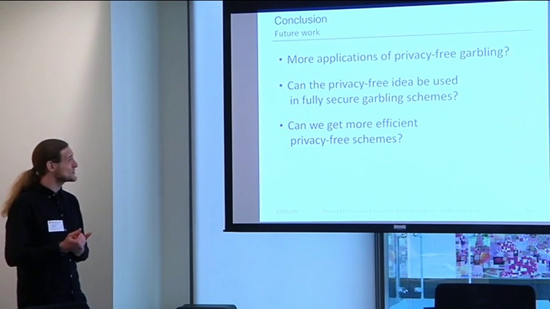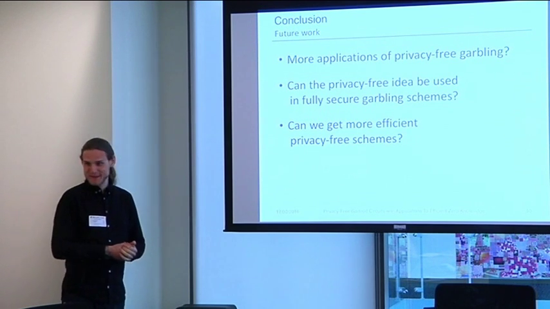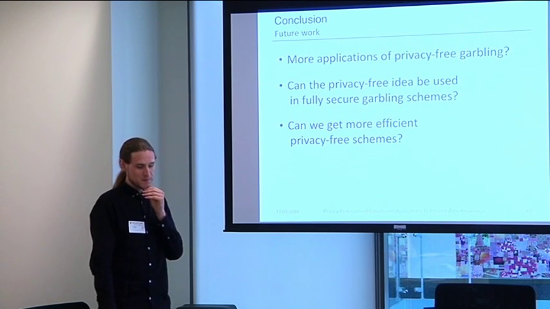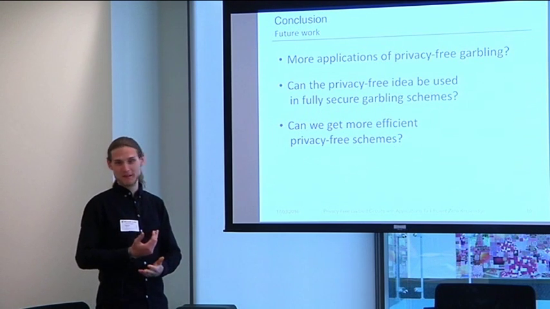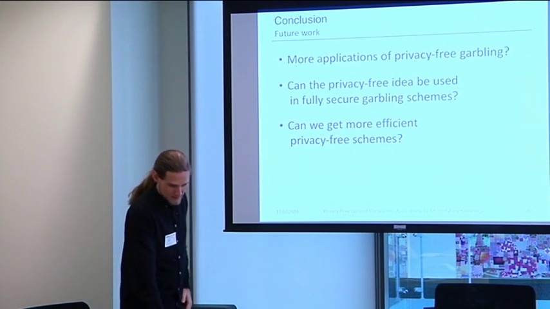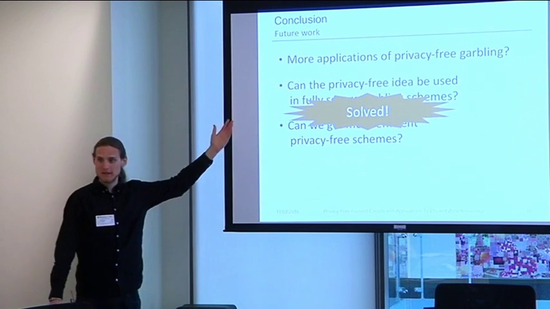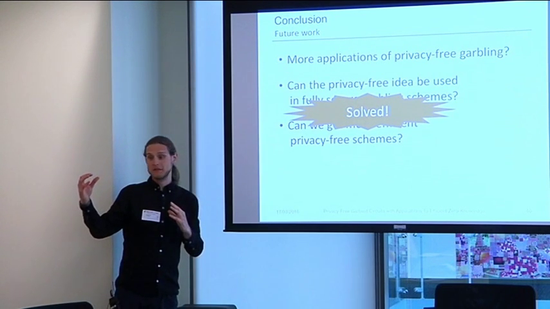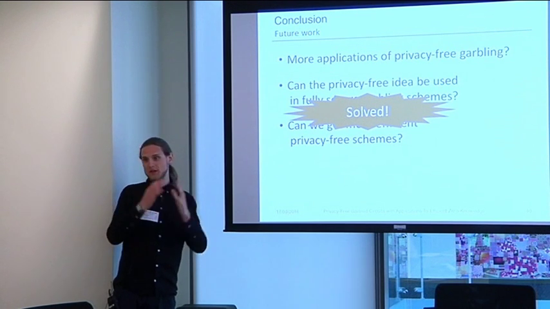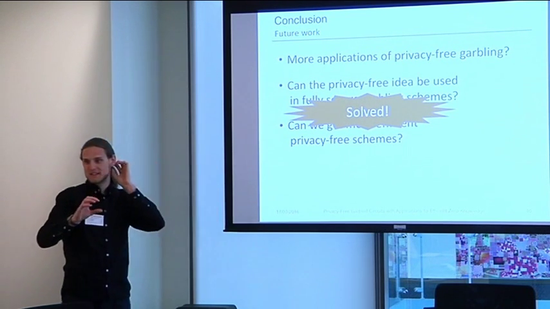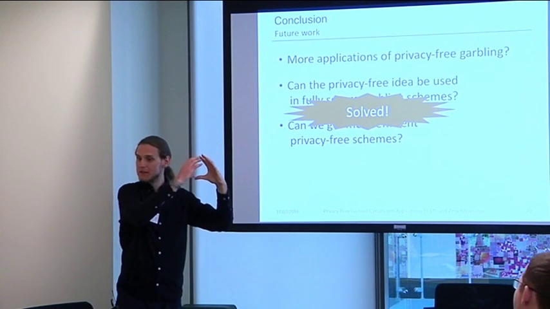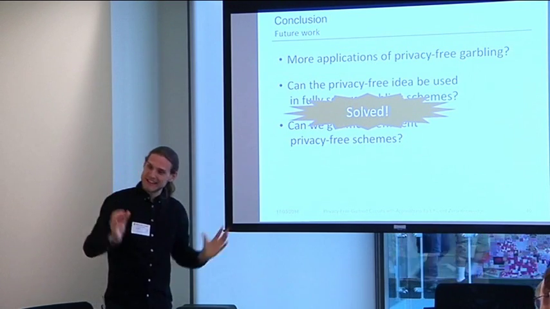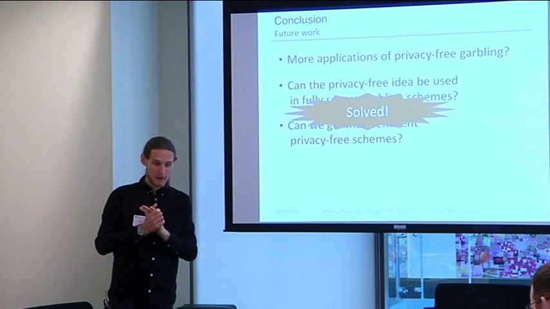Can the privacy-free idea be used in fully secure garbling schemes? Yes, we saw the half-gate paper that's using some of the ideas here to get fully secure garbled gates. And also, can we get more efficient privacy-free schemes? Yes, again, the half-gate paper solved that question as well. The first one has also been solved a little bit. Carsten Baum has done some work on combining both fully secure garbled circuits and privacy-free garbled circuits for secure computation, basically looking at the function you wish to compute and cutting it up into pieces, looking at if parts of the function can actually be done in a privacy-free manner. So trying to combine those to use even less ciphertext to compute fully secure two-party computation.